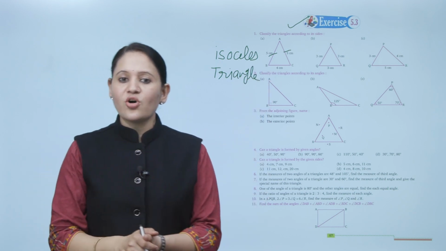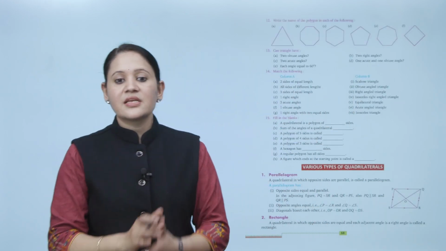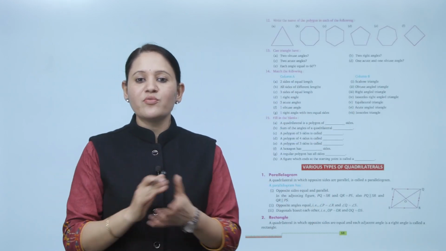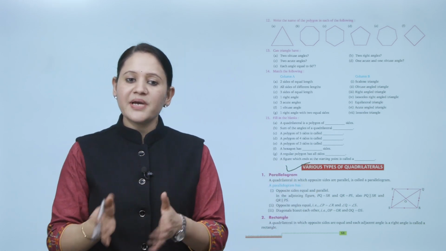Clear? Practice all the questions of this exercise. Next is various types of quadrilaterals. First one is parallelogram.